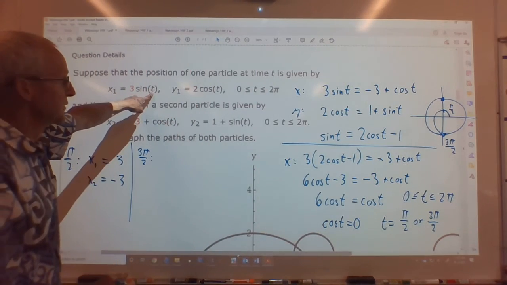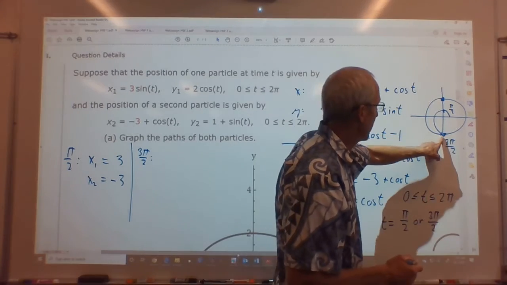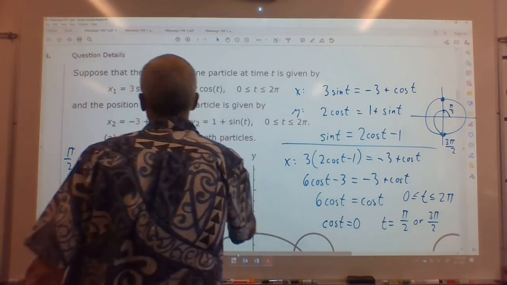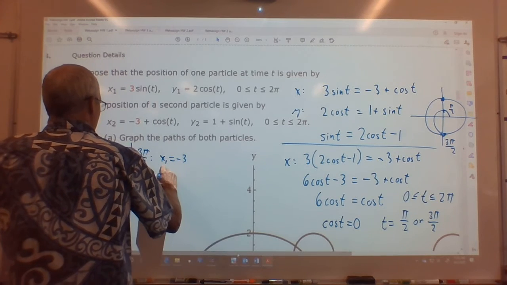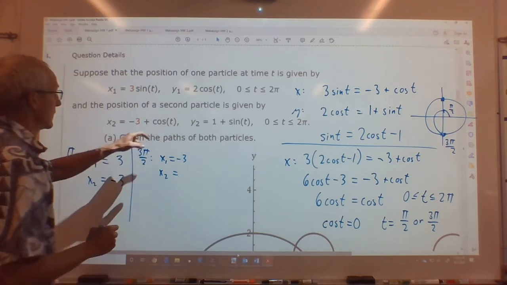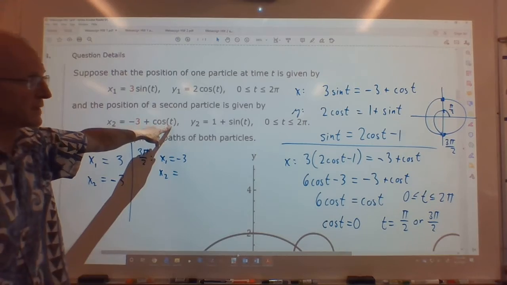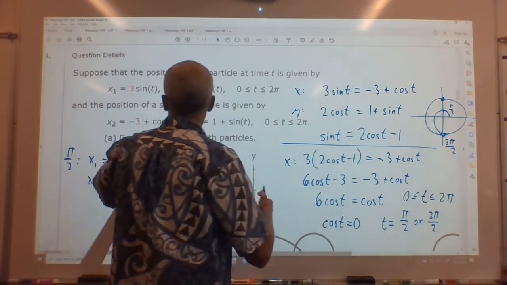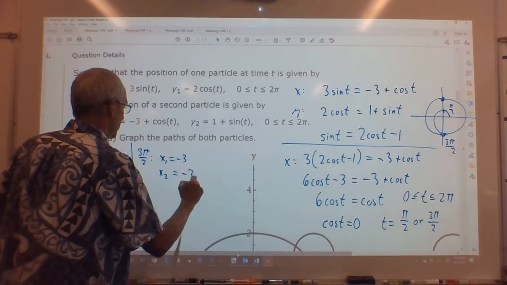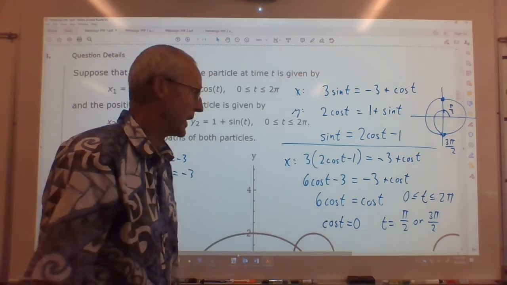So let's try the x ones. Sine of 3 pi over 2 is negative 1, right? The y value here is negative 1. So that would give us x1 is negative 3. x2, cosine of 3 pi over 2, again, is 0, because there's no x value for 3 pi over 2. So x2 is negative 3. Okay, so far so good. Let's try the y values now.